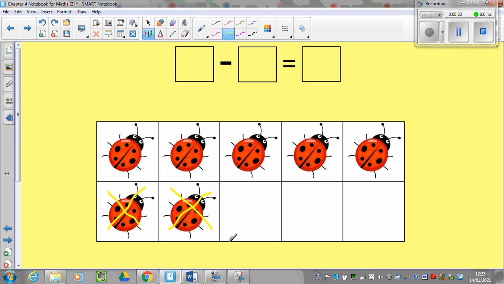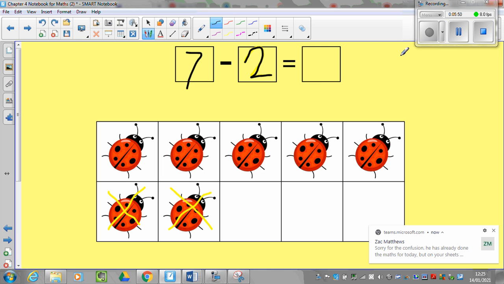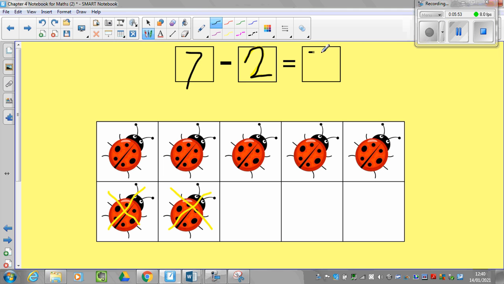So I had 7 ladybirds, and then 2 of them flew away. I'm not sure you can see that very well. Let's do that again. 2 of them flew away. And now, how many ladybirds have you got left? When you're counting the figure that is last, 7. Is that right, or have I made a mistake?